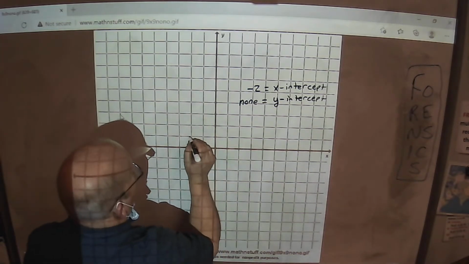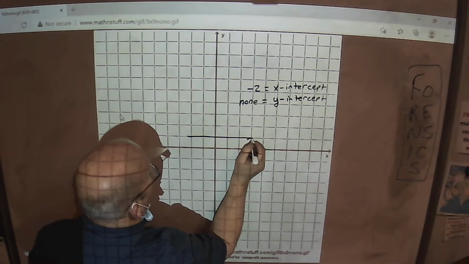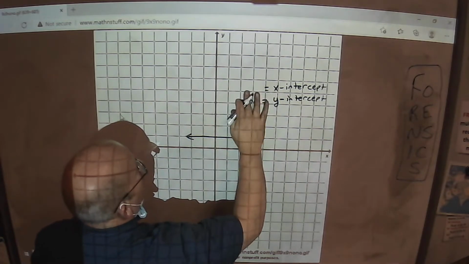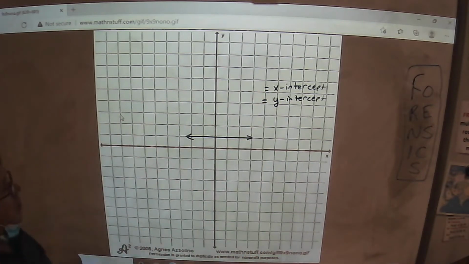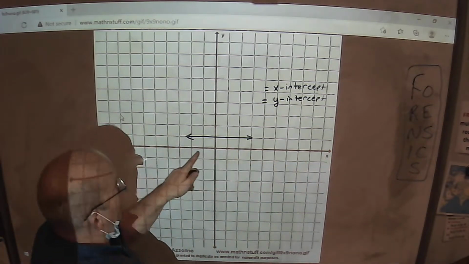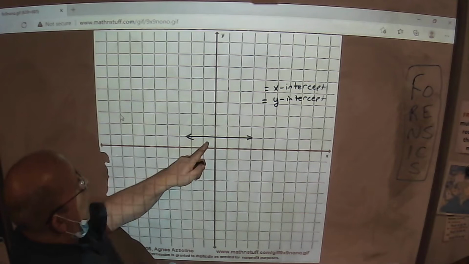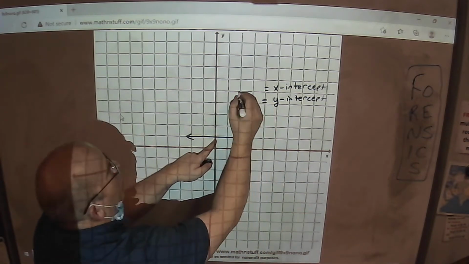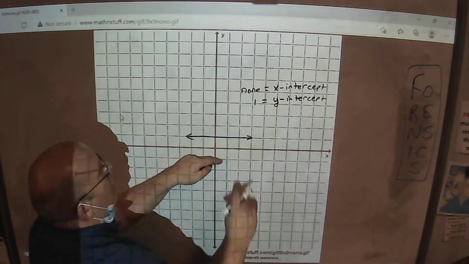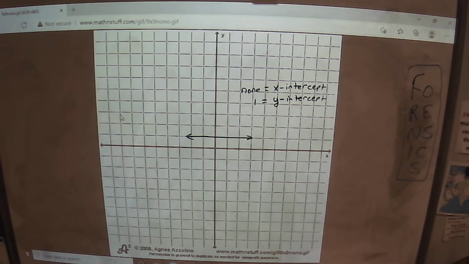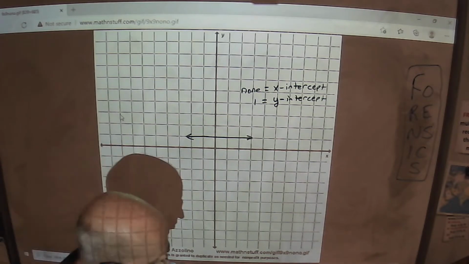What if I drew a line right here and said to you, what is the x and the y-intercept? Well, there is no x-intercept because it's never going to cross the x-axis. But there is a y-intercept of +1. So we write none for the x-intercept, and we write the number 1 for the y-intercept.